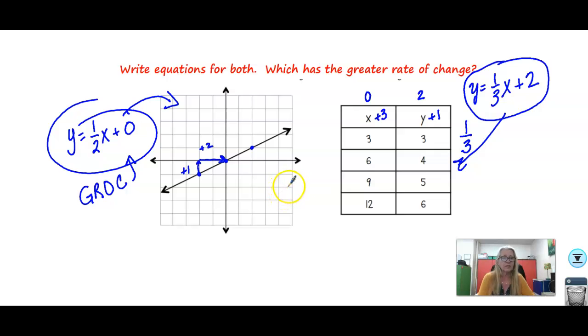Which one has the greater initial value? This one has an initial value of positive 2. This one has an initial value of 0. So this one has the greater initial value. That's this one.